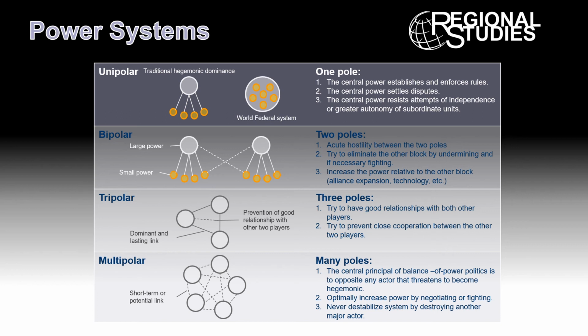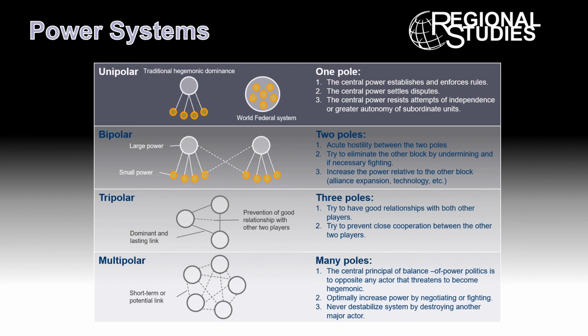What are the benefits of such a system? Well, since we have a central authority, it is going to establish and enforce certain rules. Also, the central authority is going to settle the disputes. And on the other hand, it is going to suppress any attempts at independence or greater autonomy of the subordinate units. So in such a system, it's quite predictable. There is a certain order, there are certain rules, and we know for sure who is going to enforce those rules: the hegemonic superpower.